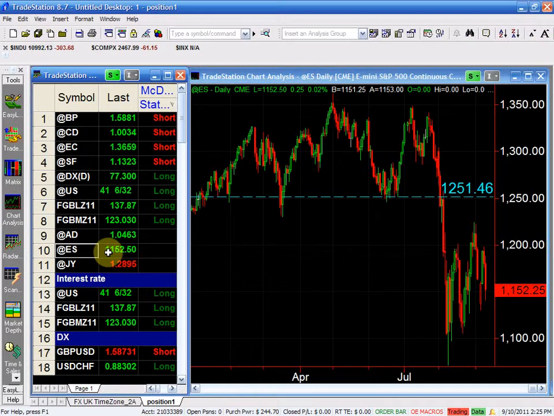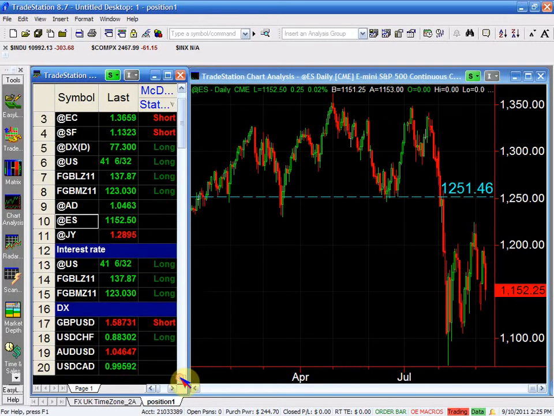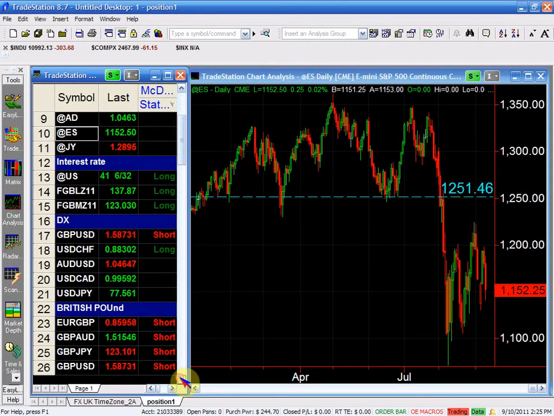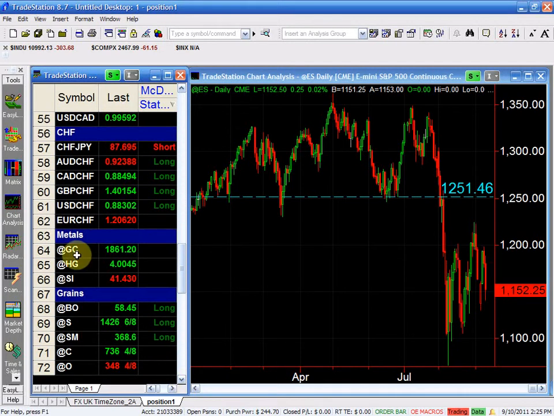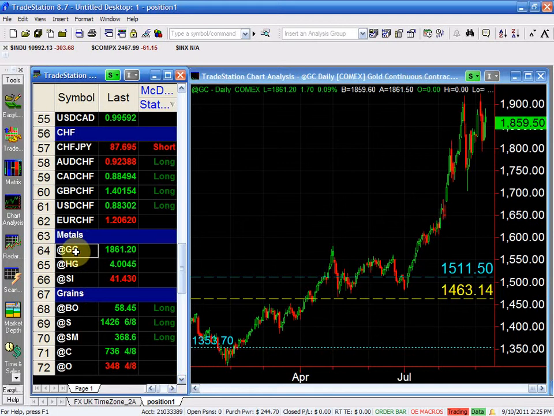By a quick look, we're also going to look at the stock, the S&P. We're still in a downtrend as far as the S&P, and we're looking for a continuation to the downside. If I'm going to look at the precious metals just to get a feel of things, gold is now trading at 1859.